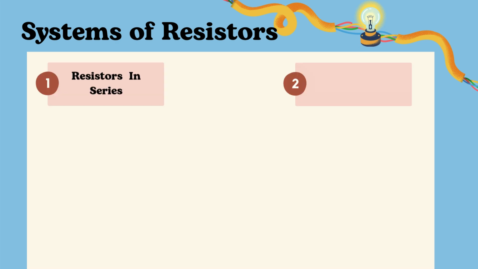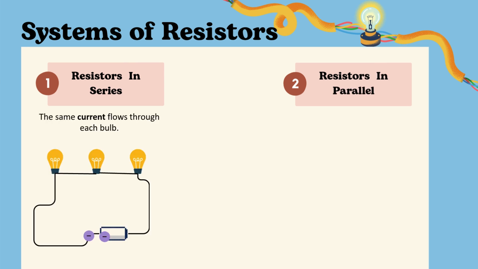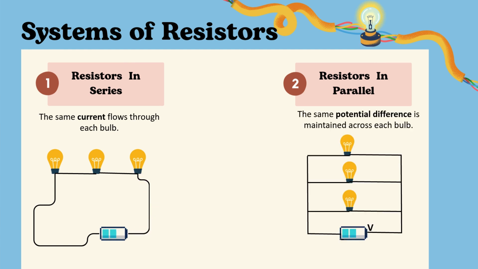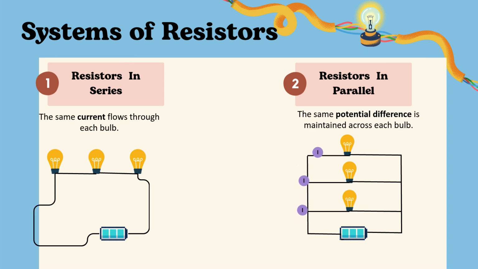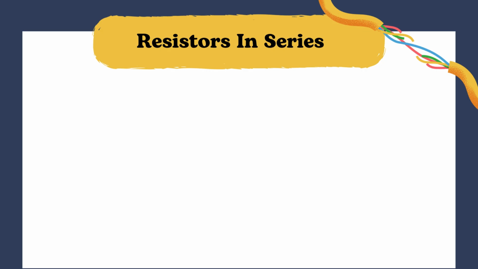The first one is a series connection, and the second one is a parallel connection. In a series connection, the same current flows through each resistive device. In a parallel connection, the same potential difference is maintained across each resistive device. However, the current divides among the branches. The total current is split, and each branch receives a portion depending on its resistance. Let's understand resistors in series.